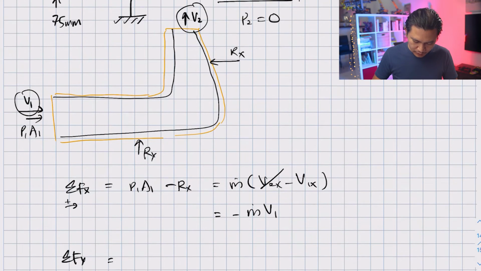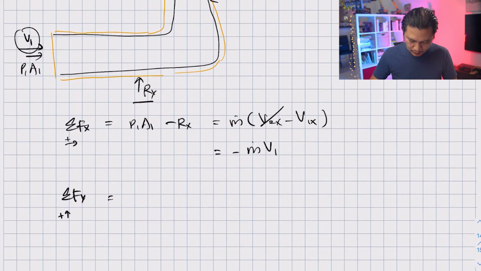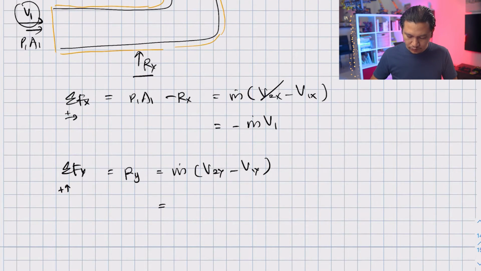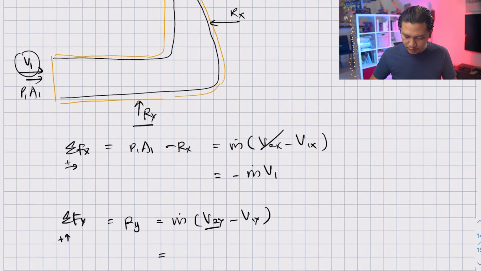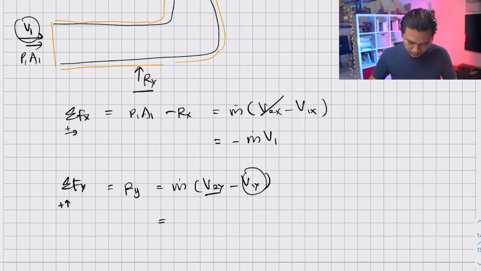what we only have here is Ry. So this is positive Ry and equal to m dot times V2y minus V1y. Now V2y is simply V2, right? And we don't have V1y, isn't it? Because at point 1, there's only V in x direction. So this is going to be m dot V2.